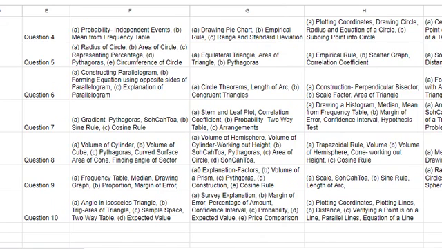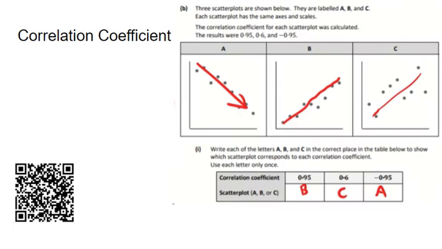So next one I'm moving on to is correlation coefficient. This is to do with scatter graphs or scatter plots. This was the question from last year, and what you have to understand here is if the dots are going down from left to right, like in A there, it's going to be a negative correlation coefficient. If they're rising from left to right, like in B and in C, then it has to be positive. So that determines whether they're negative or positive.